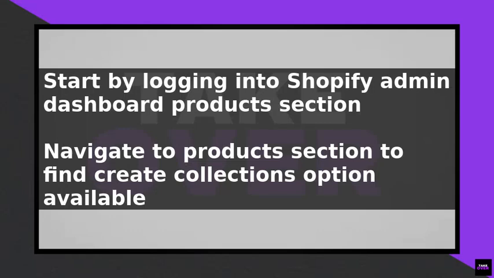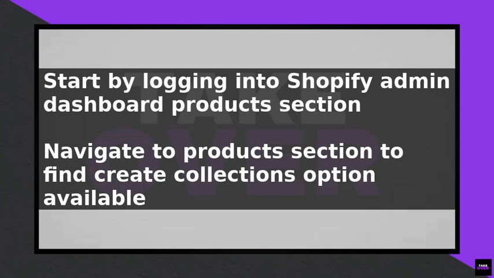To create product categories in Shopify, start by logging into your Shopify admin dashboard. Navigate to the Products section, where you will find the option to create collections. Collections in Shopify are essentially product categories. So click on the Collections tab to begin creating your product categories.